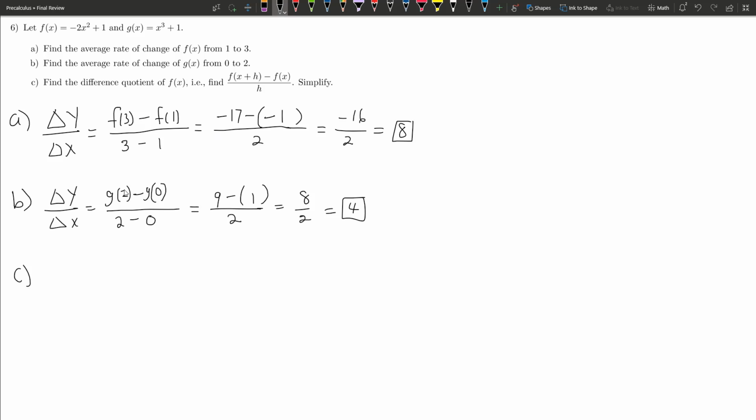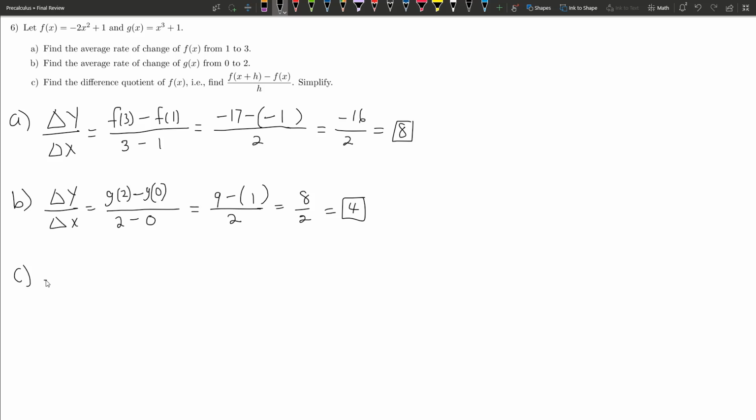So let's just do it. Find the difference quotient. f of x plus h. So that means we're looking at function f here, right? For this question, we're not looking at g. And wherever I see x, I'm going to replace it with x plus h. So instead of writing x squared, I'm going to write x plus h squared. But everything else around it remains the same.